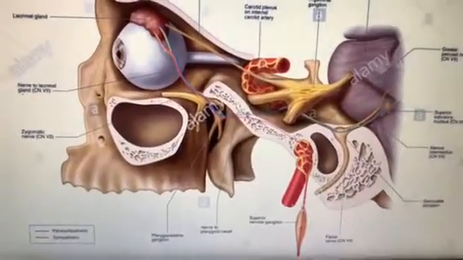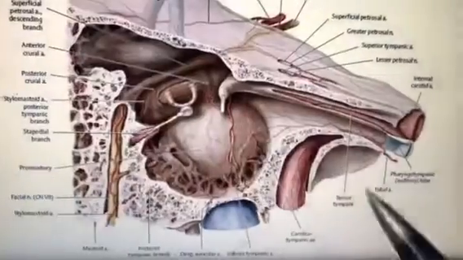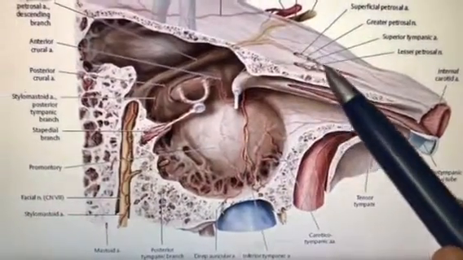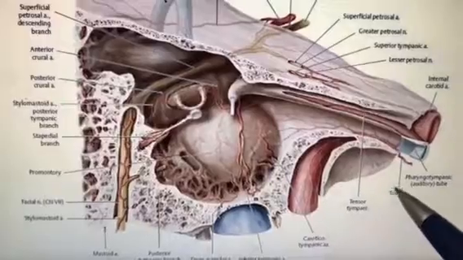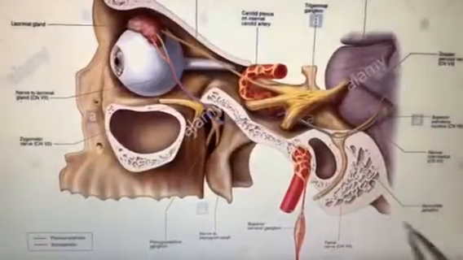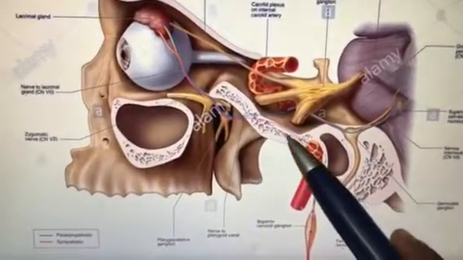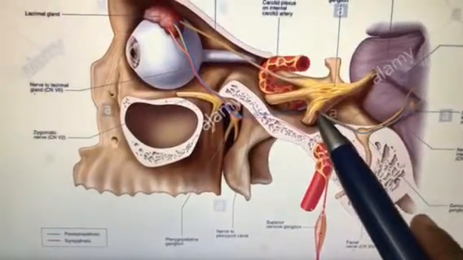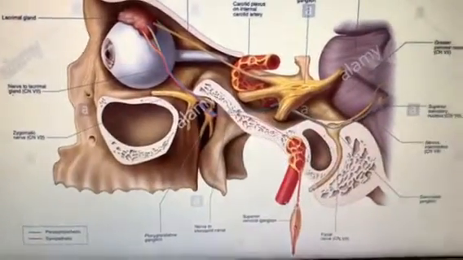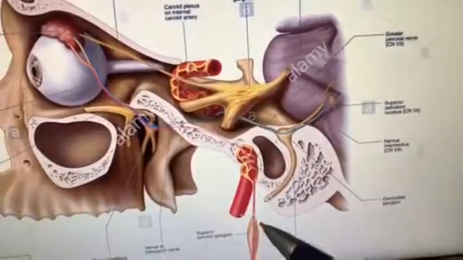So what happens? Already I said the greater petrosal nerve is coming here, and the greater petrosal nerve joins with the petrosal nerve coming down from the internal carotid artery. It joins with the deep petrosal nerve. The greater petrosal nerve we already know, and it joins with the deep petrosal.